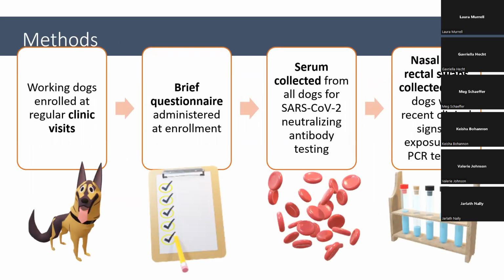We collaborated with a veterinary clinic in Phoenix, Arizona, with a high working dog patient volume. Canines were enrolled at clinic visits where handlers' consent was obtained, and a short questionnaire was administered to collect canine demographics, COVID-19 exposure status, and clinical signs. Serum was collected on all dogs for SARS-CoV-2 neutralizing antibody testing, and for those with recent SARS-CoV-2 compatible clinical signs or COVID-19 exposure, nasal and rectal swabs were collected for PCR testing.